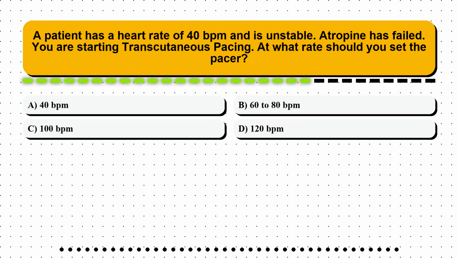Question 38. A patient has a heart rate of 40 bpm and is unstable. Atropine has failed. You are starting transcutaneous pacing. At what rate should you set the pacer? Option A. 40 bpm. Option B. 60 to 80 bpm. Option C. 100 bpm. Option D. 120 bpm.